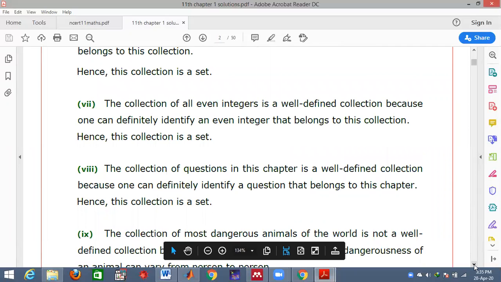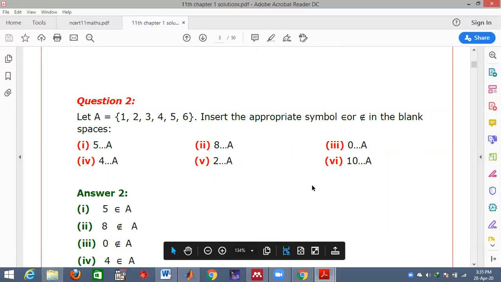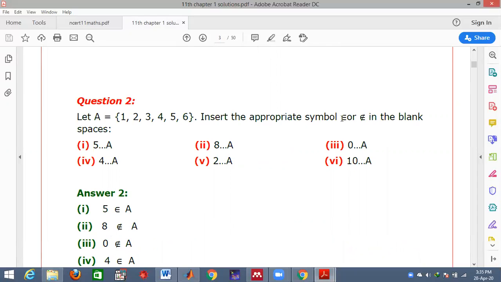The second question is, we have A is equal to {1, 2, 3, 4, 5, 6}. We have to insert the appropriate symbol. The first symbol here is called belongs to, and this one means does not belong to. That means whenever an element belongs to a set, we will write this notation, whereas if the element is not an element of the given set, we will write does not belong to.